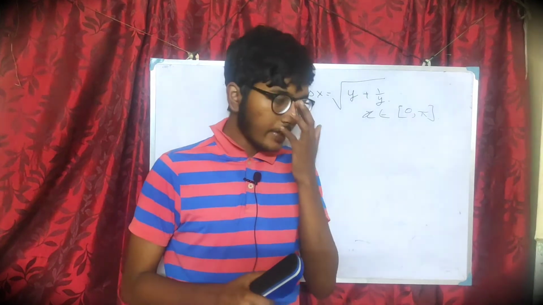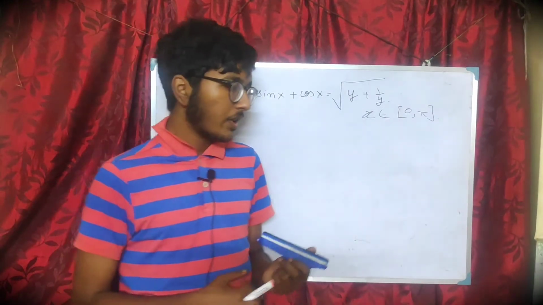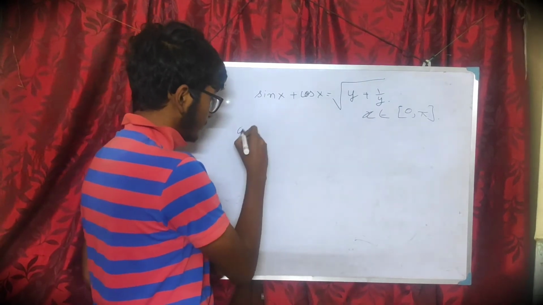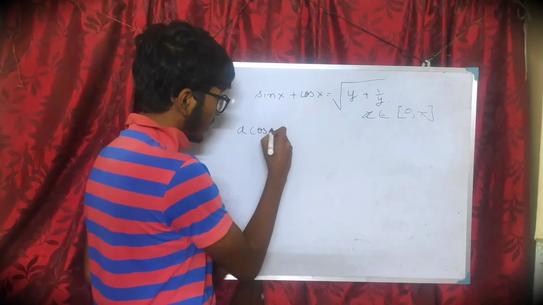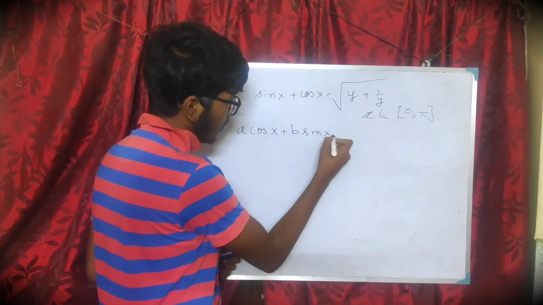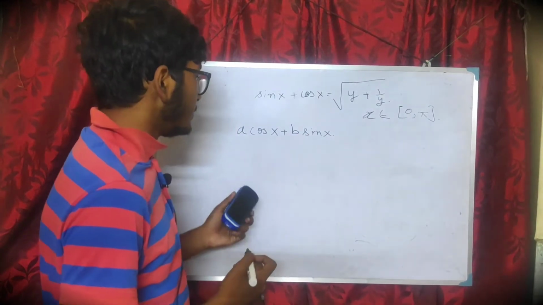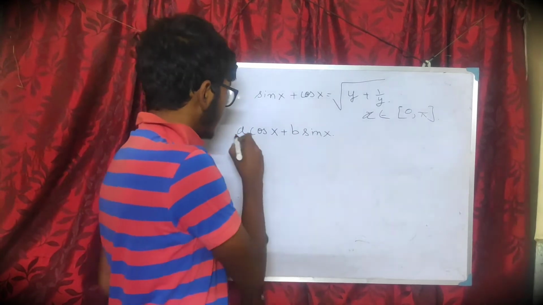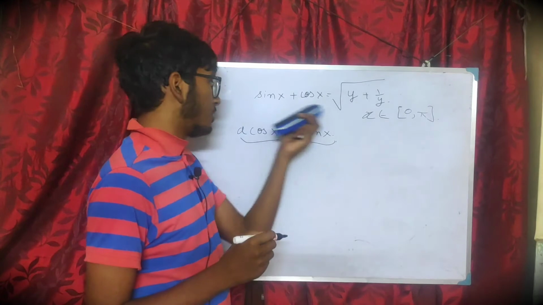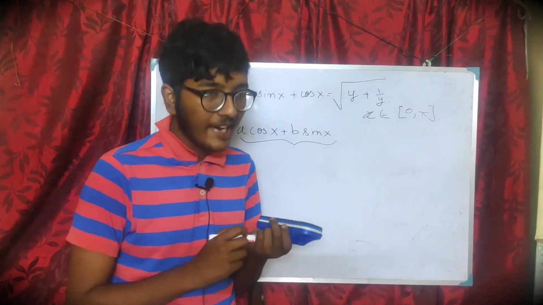It may seem like that, but if we utilize the concept of what is the range of a cos x plus b sin x, or the other way around, it works. So I would be discussing this basically. Also there's a straightforward method to do this, and I would also be highlighting that.